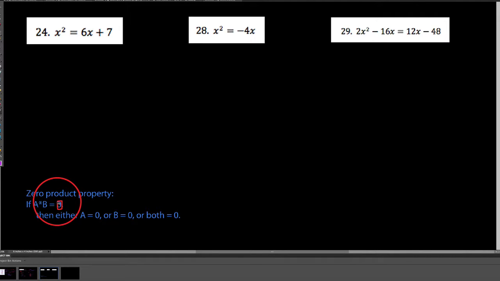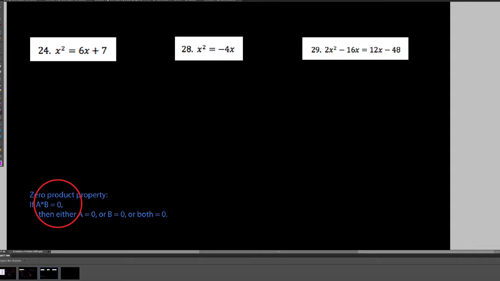And so that's what we're going to start with first here on number 24. Now I notice on 24, just to kind of talk you through this here, that I have an x squared and an x to the first. And so solving this using square roots isn't going to be a possibility. So if that's not a possibility, like we've mentioned here, what we're going to do is clear an entire side. So I'm going to subtract 6x and 7 from both sides of this.